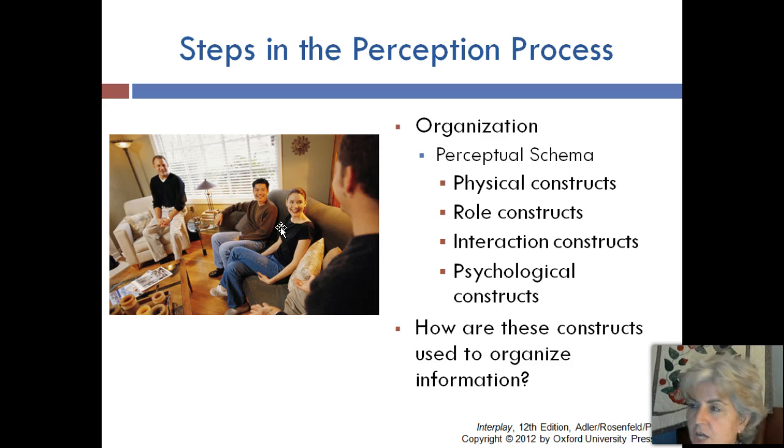So here we have physical constructs. I'm going to notice the fact that he was so tall, he was like 6'6", and so it's the height, or maybe it's her size, or maybe it's his hair color, or the color of her eyes, and it's something on a physical construct.